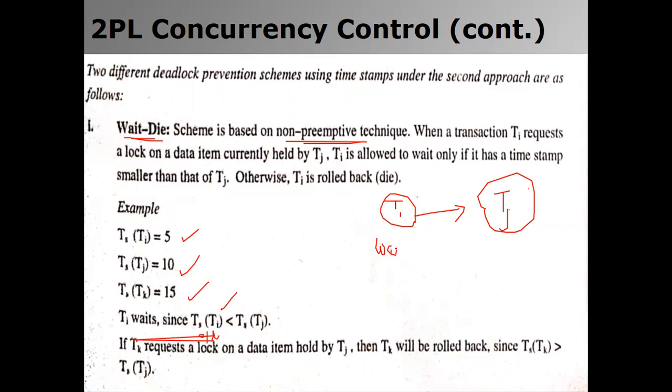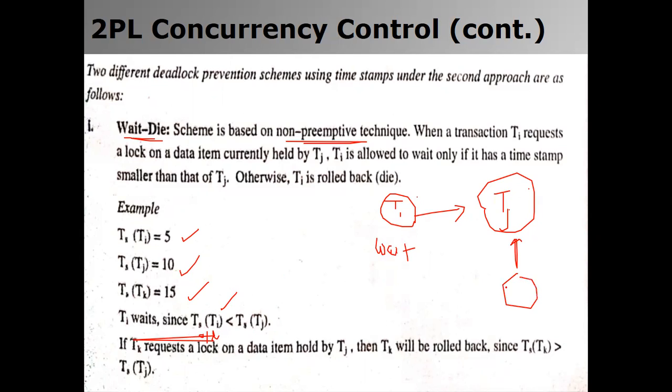Okay, it will wait until TI finishes execution and release the lock. So over here we are not doing any kind of preemption. Next, if I'm already executing the TJ and the transaction TK is waiting for something.